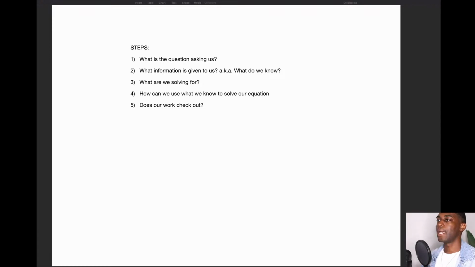What is the question asking us? What information is given to us? What are we solving for? How can we use what we know to solve our equations? And does our work check out?